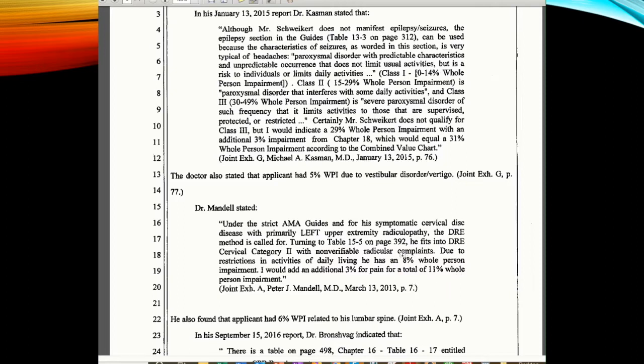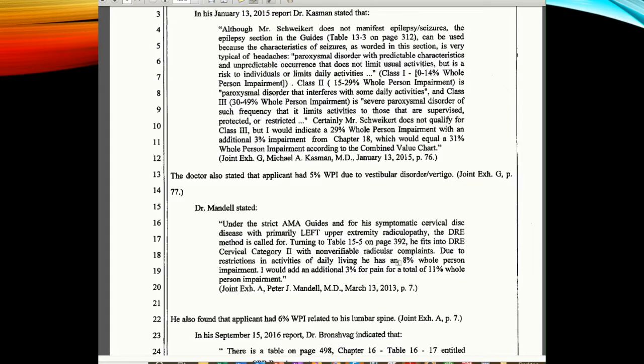Now mind you, this 8% under DRE cervical category 2, remember that the range of impairments for the DRE cervical category 2 is 5 to 8%, with that additional 3% discretionary range to be used by the qualified medical evaluator in describing an examinee who fits into DRE cervical category 2 but who has additional and worsened pain and worsened symptoms and worsened limitations with activities of daily living than would otherwise be provided for by the 5% rating.